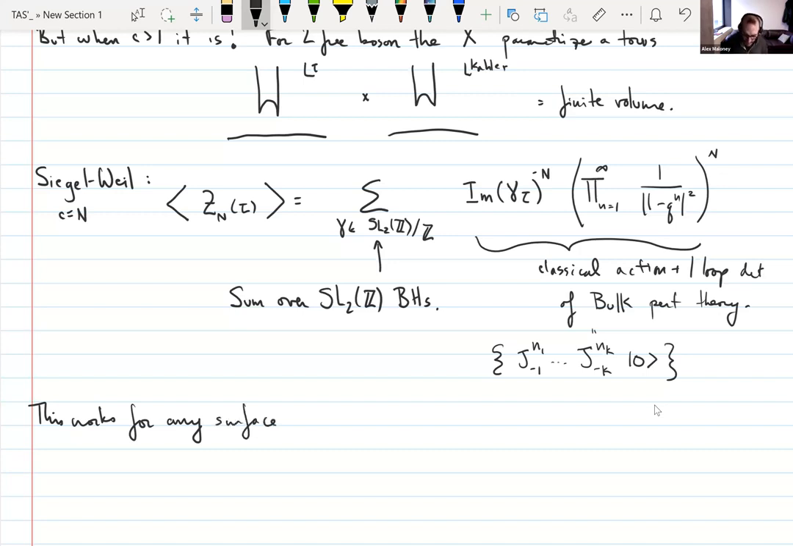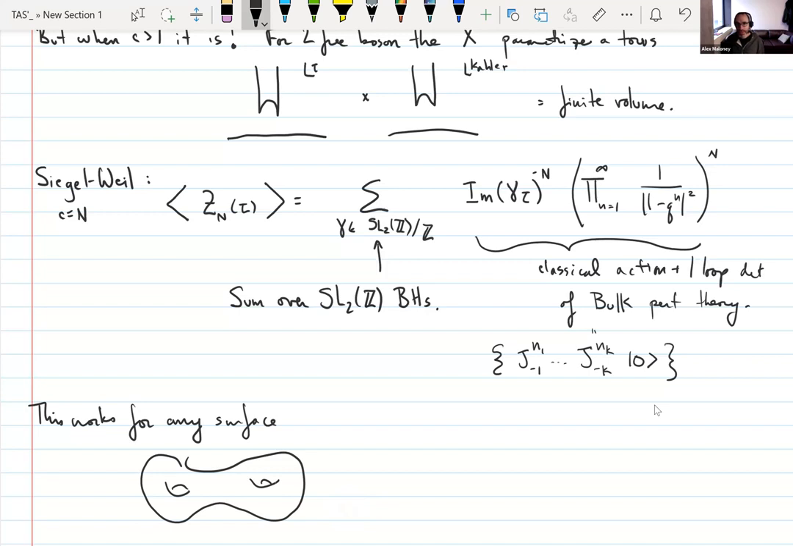So in particular, instead of taking the torus, I could take a surface that looks like this. This would be some genus 2 surface. In that case, the sum that appears is not the sum over SL2Z, but a sum over some higher genus version of the modular group.